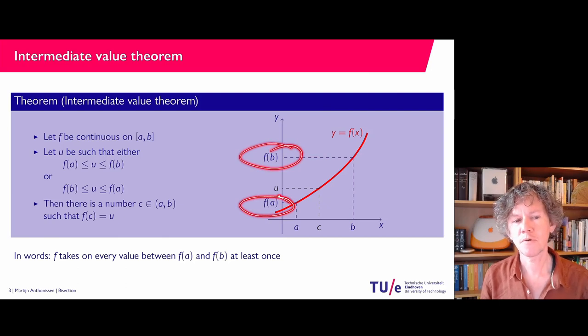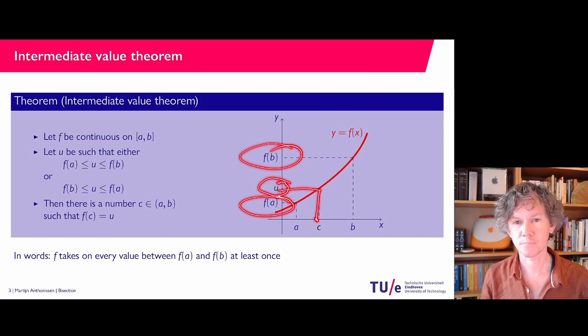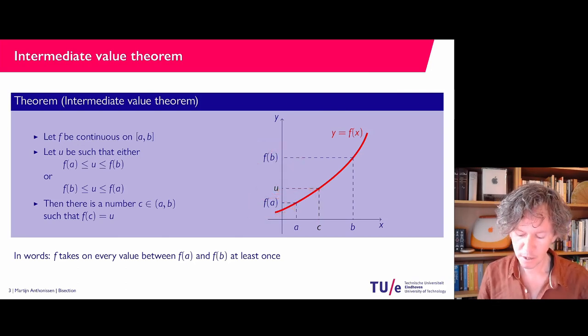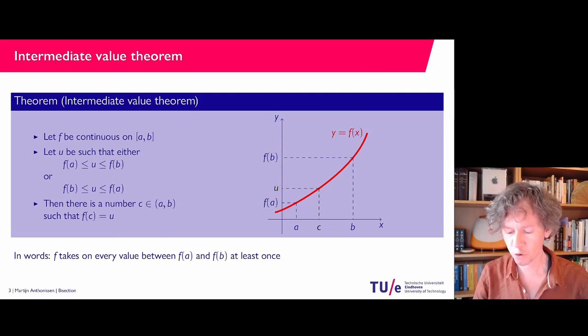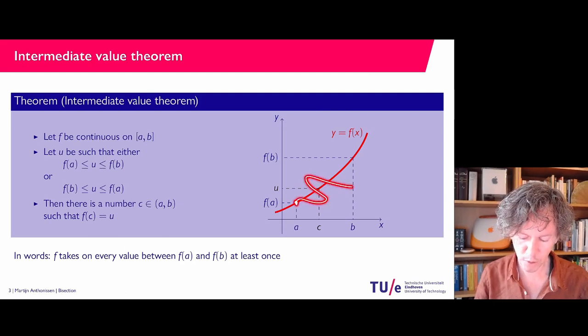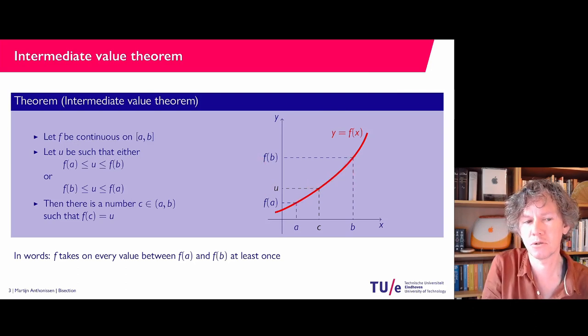And what the intermediate value theorem says now is that if you pick any value u in between f(a) and f(b), there is a corresponding x value for that. So basically, since you cannot lift your pen from the paper when you're drawing the graph, if you start here and you need to go in some way without lifting your pen from the paper up here, then basically you cross all the intermediate values here on the y-axis. So that is what the theorem tells you.